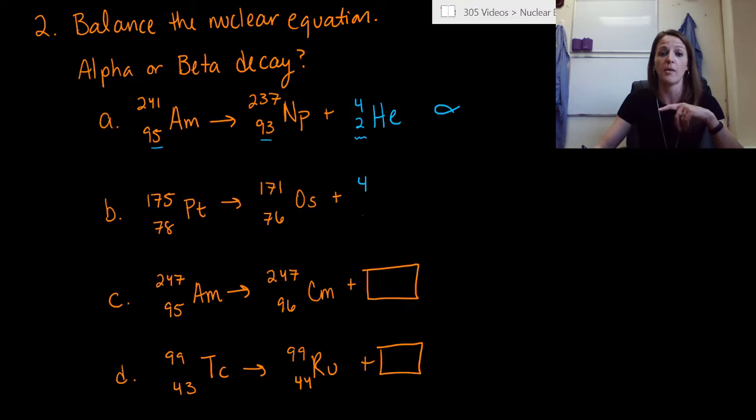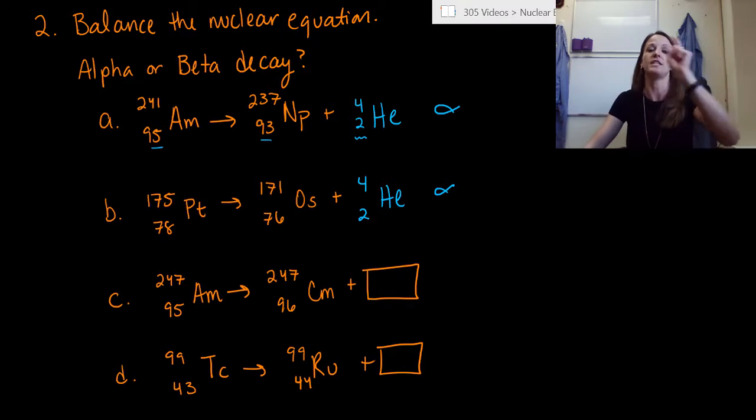Now we have to balance our atomic number. 78 on the reactant side, 76 on the product side. So 76 plus 2 is going to give me 78. Again, right away when you see 4, 2, you should be thinking alpha. This is definitely an alpha particle, meaning that we have alpha decay for the overall nuclear equation.